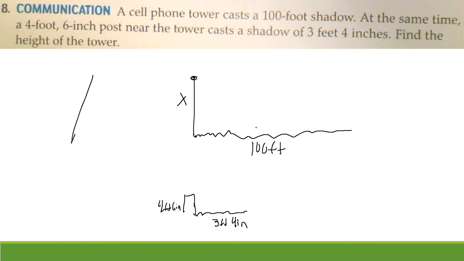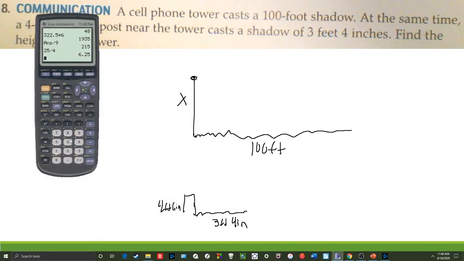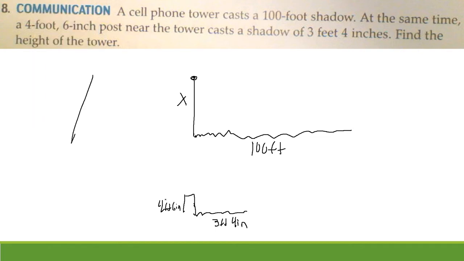Now, we know that these are similar triangles because they're dealing with shadows here. The issue here is that this is just pure 100 feet, and this is 4 feet 6 inches, and this is 3 feet 4 inches. So it'd probably be helpful if we convert all of them into inches, or rather, let's convert these into pure feet. So 4 feet 6 inches: 6 inches means 6/12 of a foot, which is 0.5. So this would be 4.5 feet.